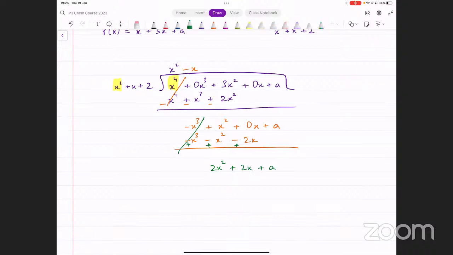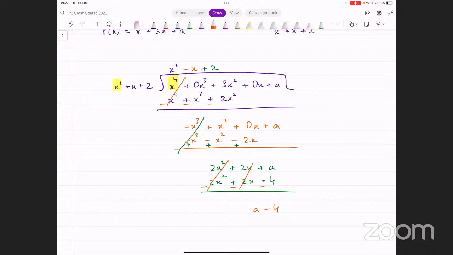Now let's do the next step. What do you multiply x squared by to get 2x squared? You'll have to multiply it by 2. So you've got plus 2 here. 2 into this whole thing, that is going to give you 2x squared plus 2x plus 4. Again, you change the signs. Minus, minus, minus. This gets cancelled. This also gets cancelled. And you're left with a minus 4.